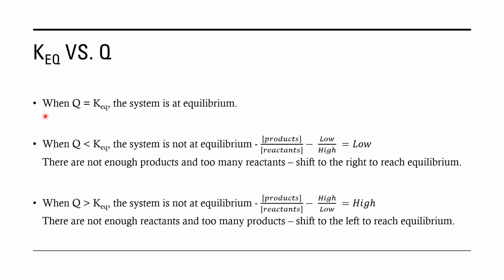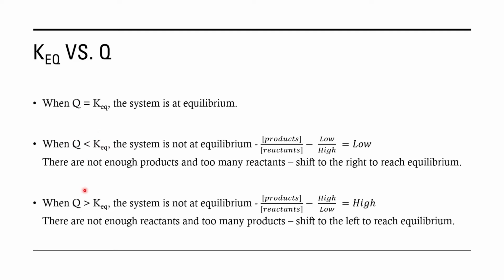So when you're comparing Keq and Q, if you find that Q and Keq are the same, this means that the system is at equilibrium. It's exactly where it's meant to be. And so what that means is that the concentrations of all the substances that you use to calculate Q are at the right concentrations. The reaction rate of the forward and reverse process are the same.